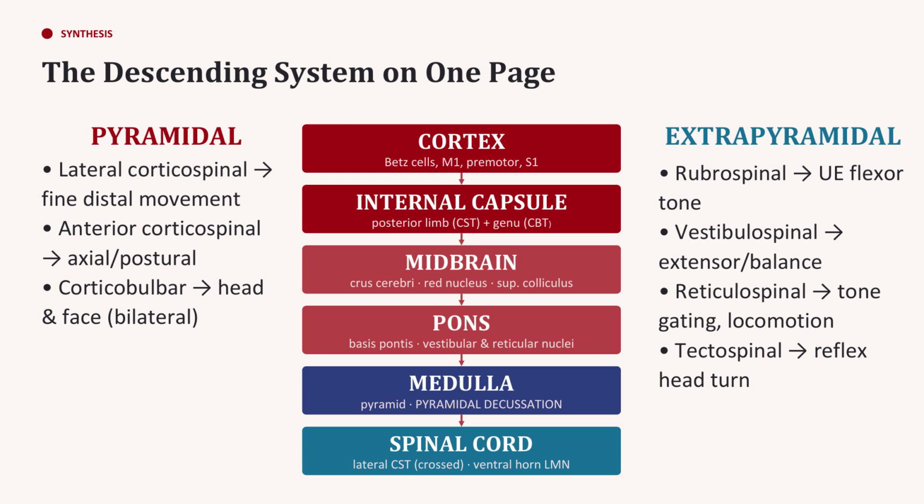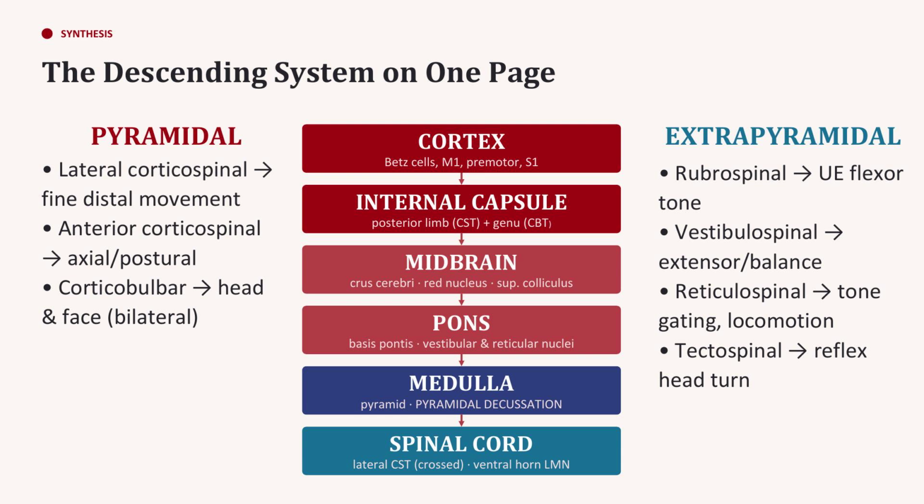The neuraxis running down the center with the pyramidal system on the left and the extrapyramidal system on the right. Trace it top to bottom. From the cortex, the corticospinal and corticobulbar fibers funnel through the internal capsule, corticospinal in the posterior limb, corticobulbar at the genu.